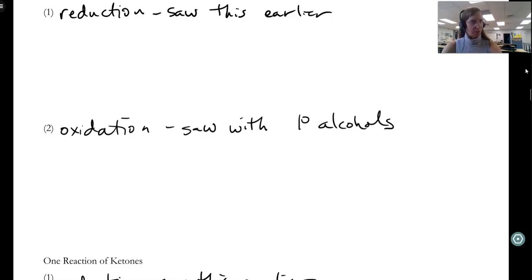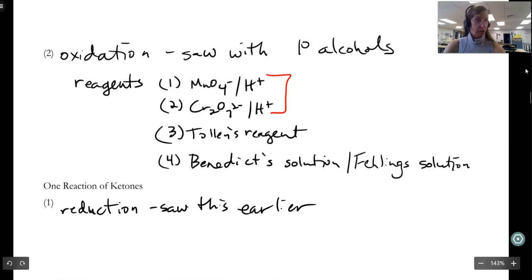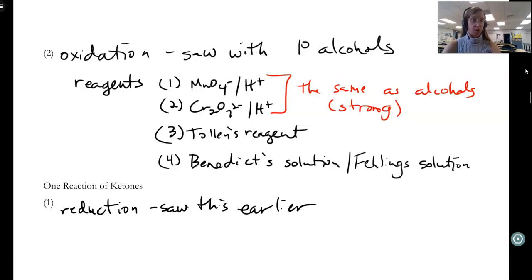So why do I have this in this section again? Well, to remind you, and a lot of this we do see connections between one type of compound and another, but there is a slight difference with aldehydes. The reagents are a little bit different. So these first two are actually the same. These oxidizing agents are very strong, so they react with alcohols and they react with aldehydes. These other two are new because they are weaker. So they can't react with alcohols. They can only react with aldehydes.